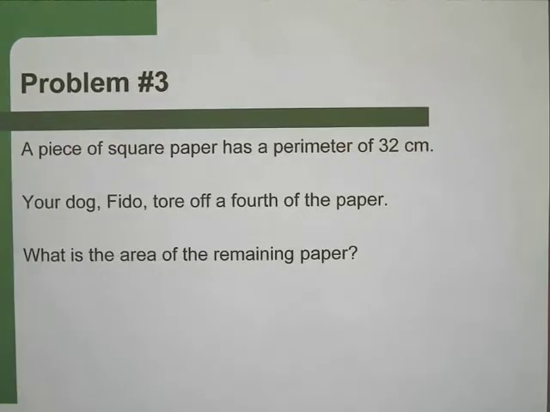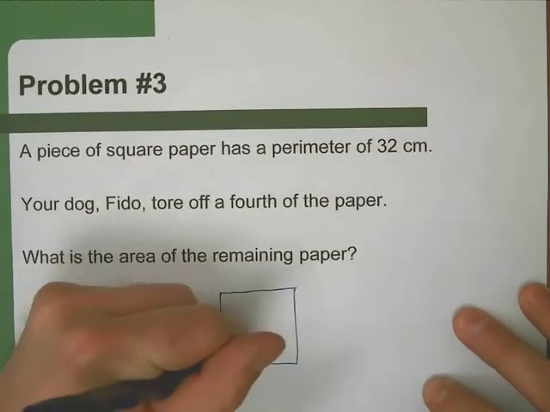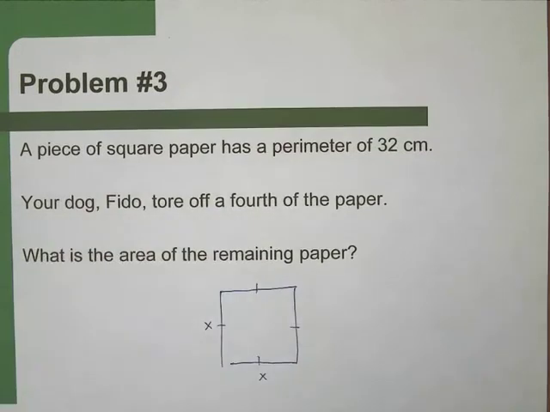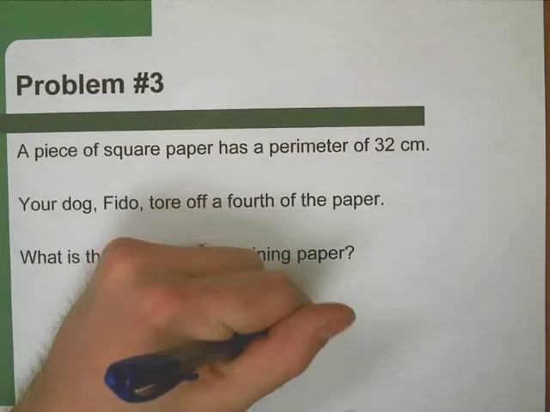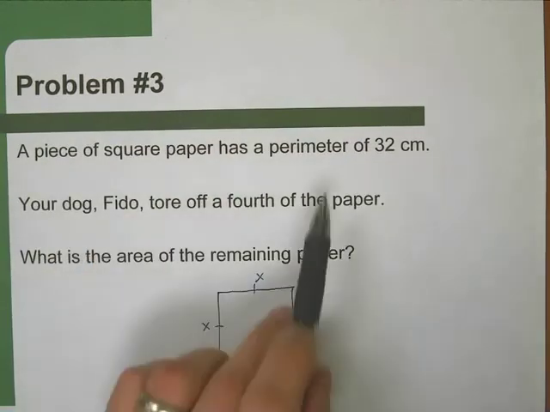You have a piece of square paper. Oh, here we go again. This time they're telling us the perimeter of the square piece of paper. It's 32 centimeters. So I don't know much about my square, but I do know that whatever the base is, the height has to be the same dimension, right? That means I have to have x here and x here. They all four have to be the same.